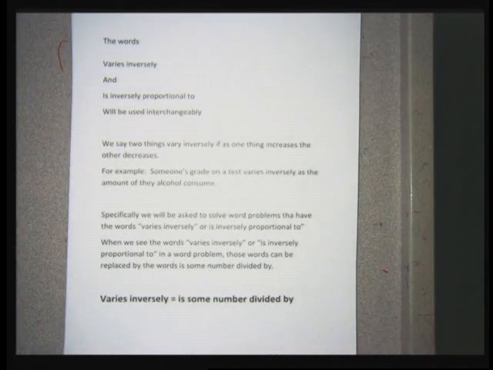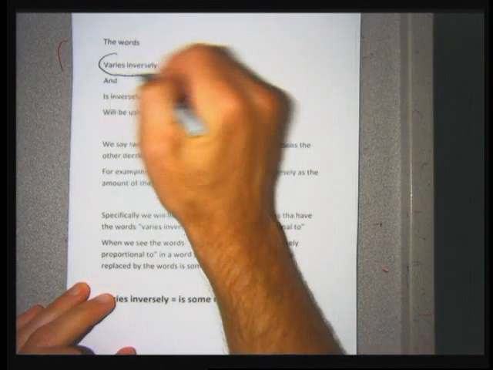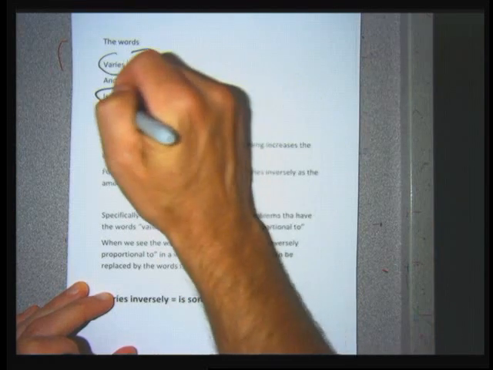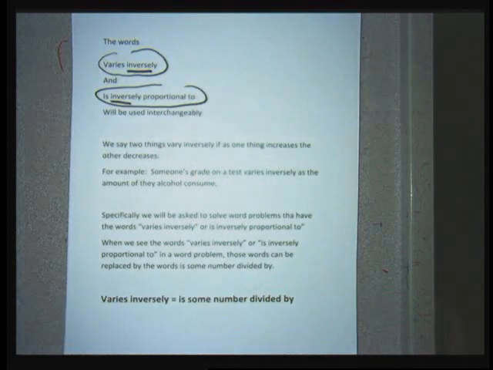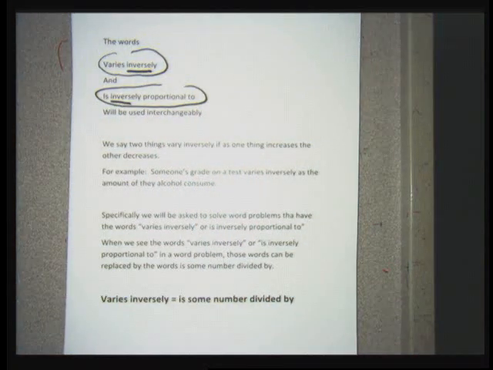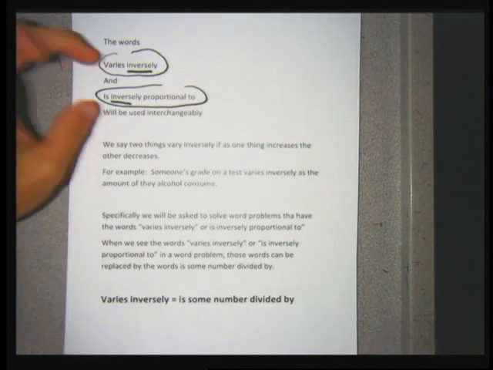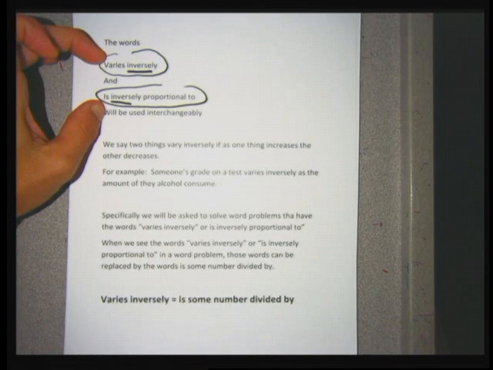The next words that we might see that are different than directly, but they work together, are varies inversely and is inversely proportional to. You'll see the word that they have in common is inversely, and I'll use those interchangeably. So in my word problems, I could use the word varies inversely, or I could use the words is inversely proportional to. Those will have exactly the same meaning. The word inversely is the link between the two, and I'll use these little groups of words interchangeably.